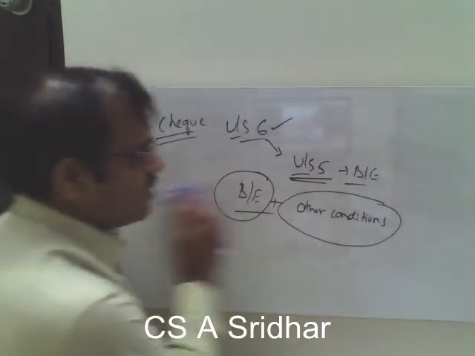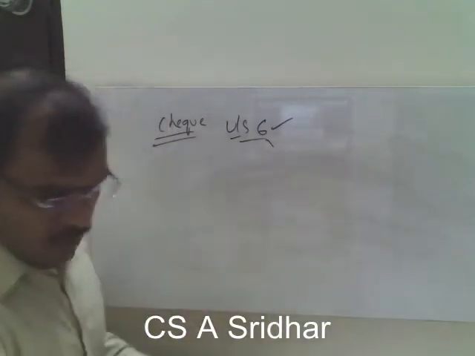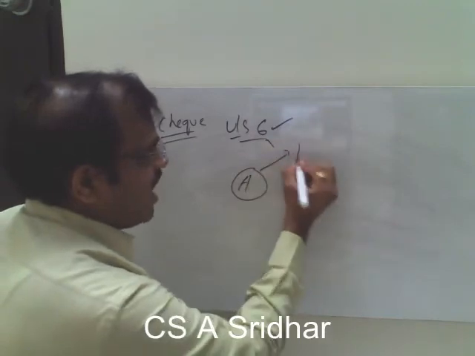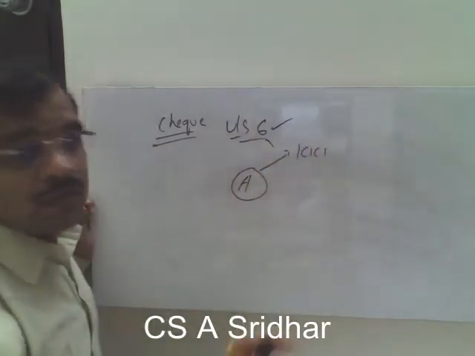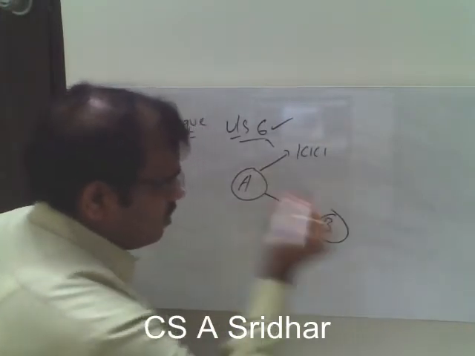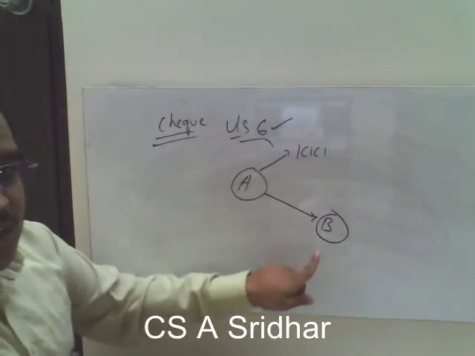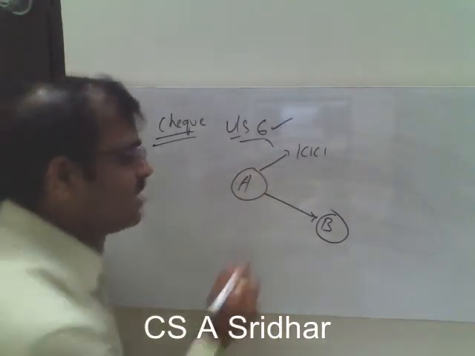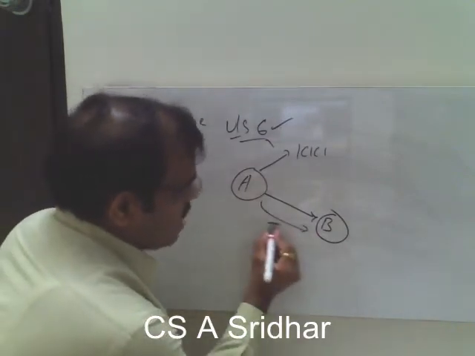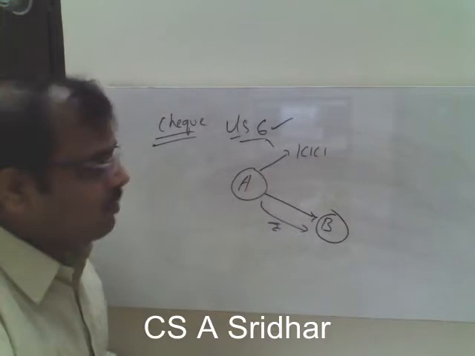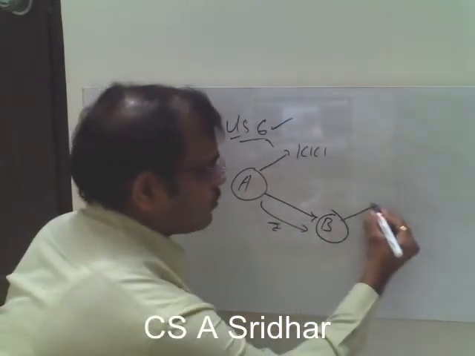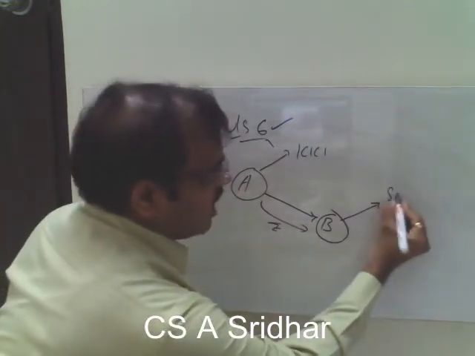I'll give you one example. Suppose A is having an account with ICICI Bank. He gave one check to B. Here we have to remember, whenever A is giving the check to B, it means that A is liable to make the payment to B. Instead of giving the cash, he is giving the check. And B is having an account with SBI, imagine.